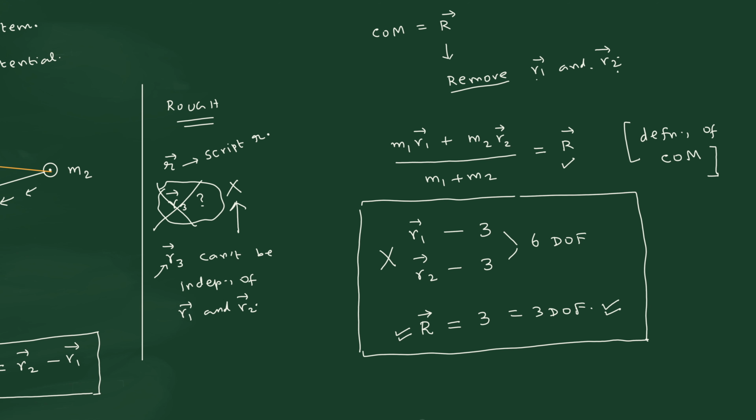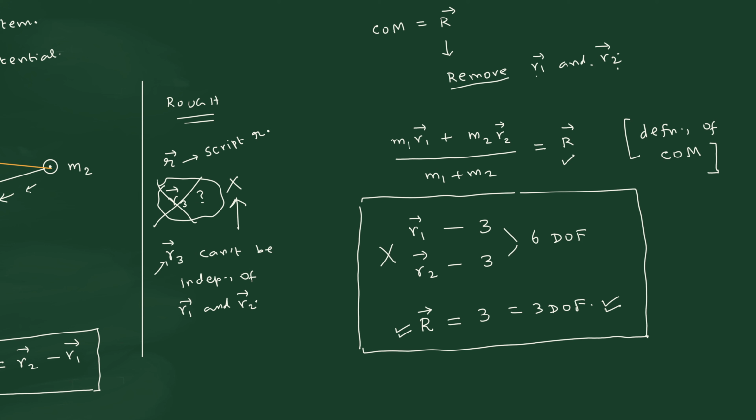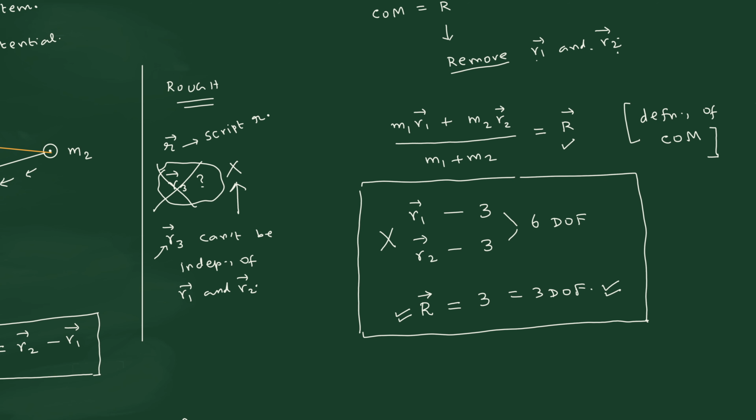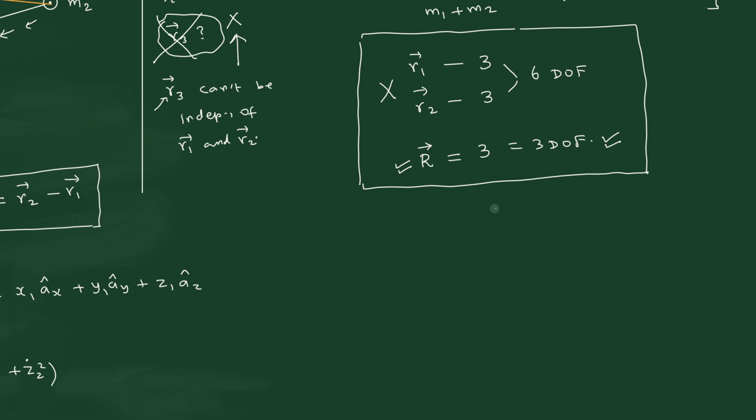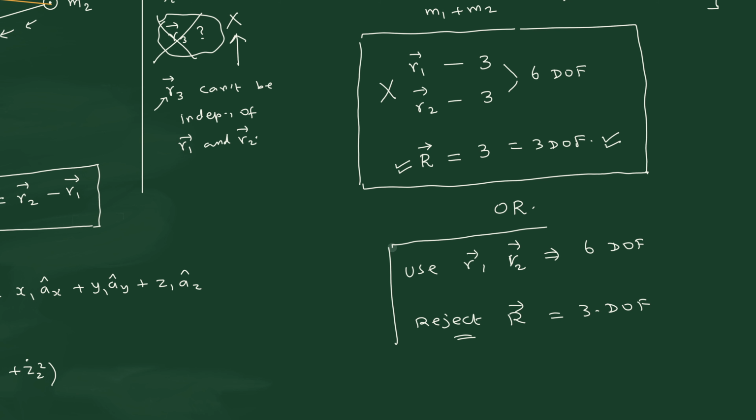What is the opposite situation? The alternate situation, which we have been discussing till now, is the other way. Either this way, or the alternate situation is to use r1, r2, and we don't want capital R. So just reject the option for the center of mass. If you are going to do this, r1 and r2 will give you 6 degrees of freedom. This one I am going to reject. That rejection will give you 3 degrees of freedom. So finally, how many degrees of freedom are you going to work with? 6 of them I have to work with.